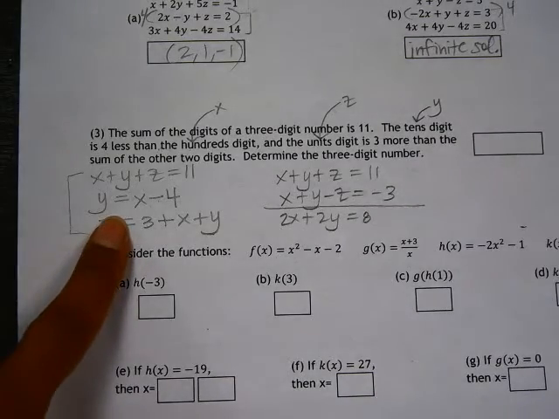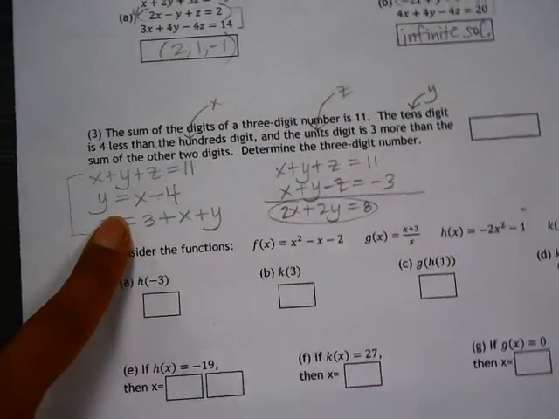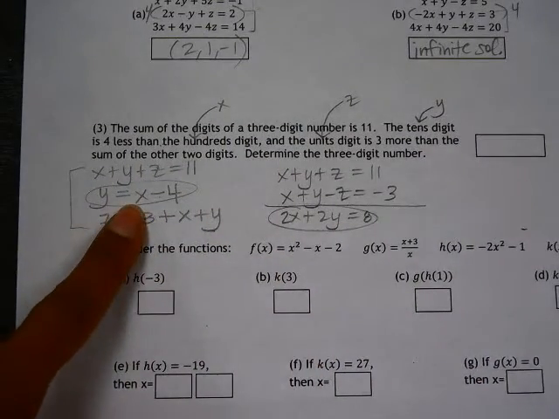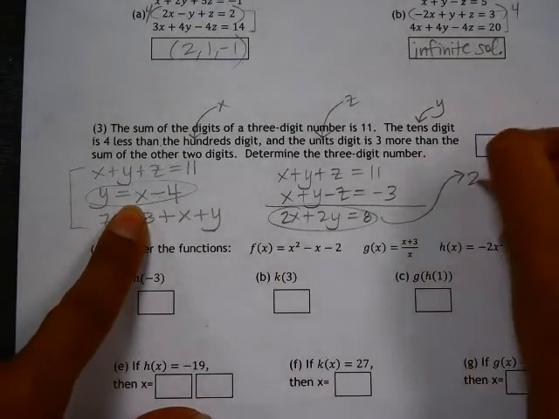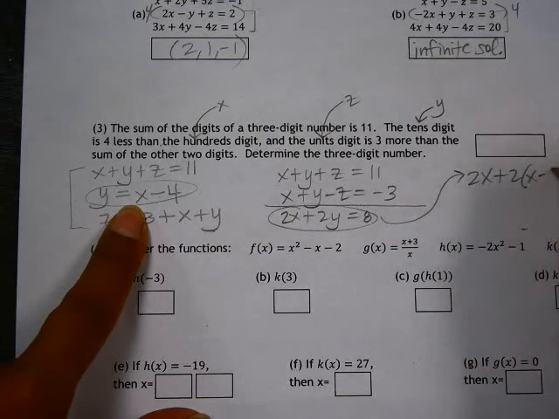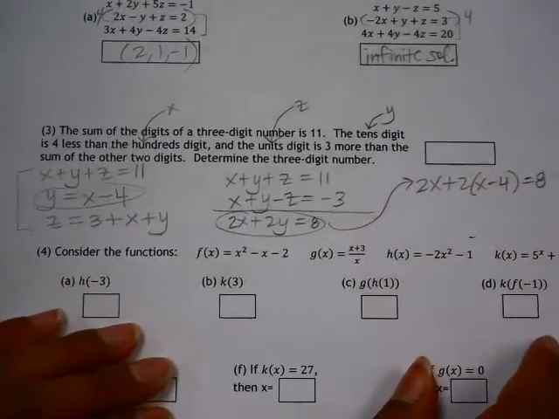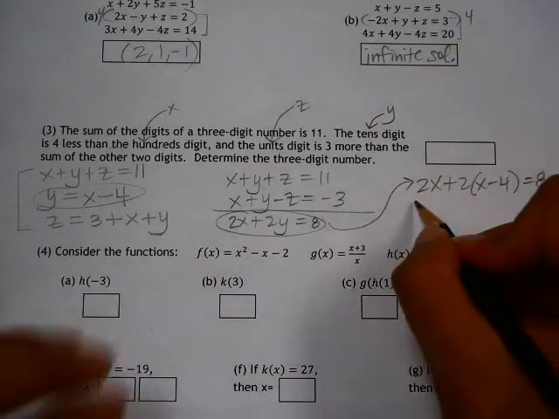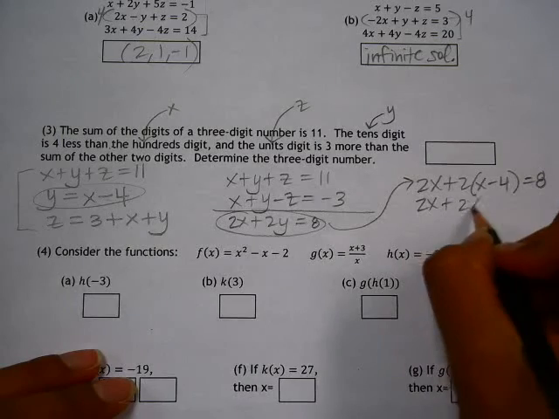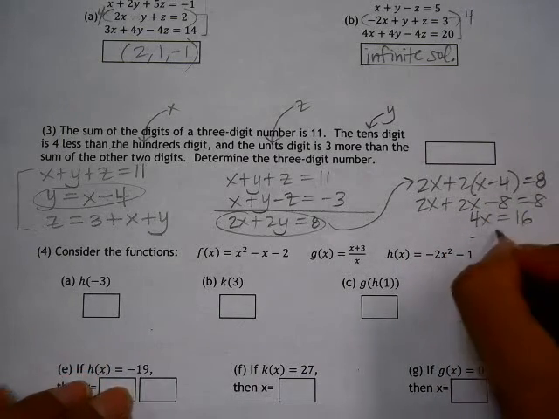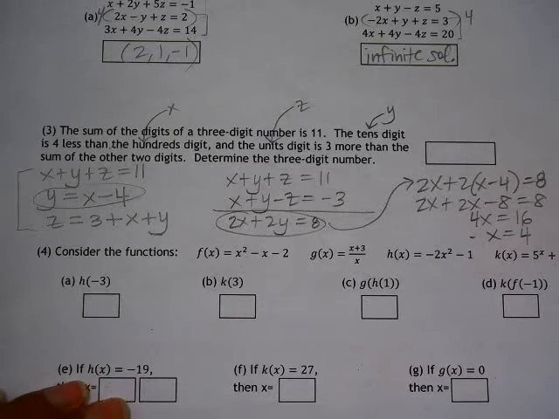And then I have an equation with x and y here, and I have another equation with x and y here. If y equals x minus 4, I can go ahead and substitute that in place of y, which allows me to solve for x. So this would be 2x plus 2x minus 8 equals 8, 4x equals 16, x equals 4. So I know the hundreds digit is 4.